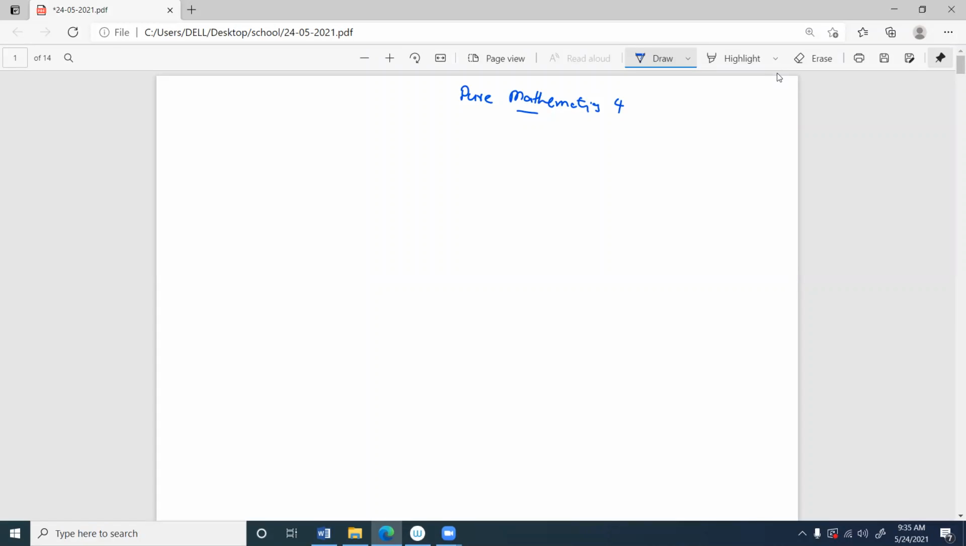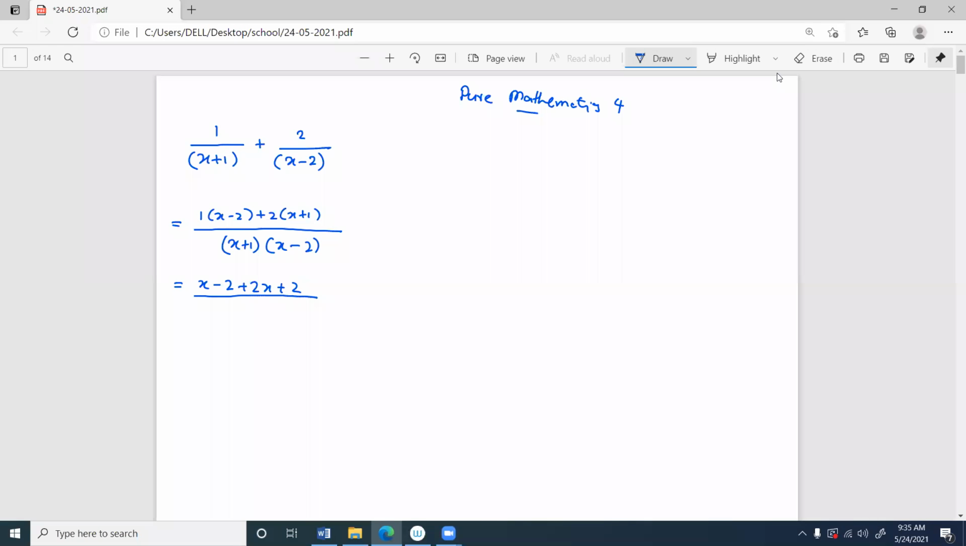Now, what you need to understand is, initially we know that if you add these, we will get x plus 1 plus 2 times x minus 2 or something. How we are supposed to do this is to take the LCM. The LCM over here is x plus 1 into x minus 2. Then you multiply 1 with x minus 2 and 2 with x plus 1. So with this you get the answer x minus 2 plus 2x plus 2 divided by this.